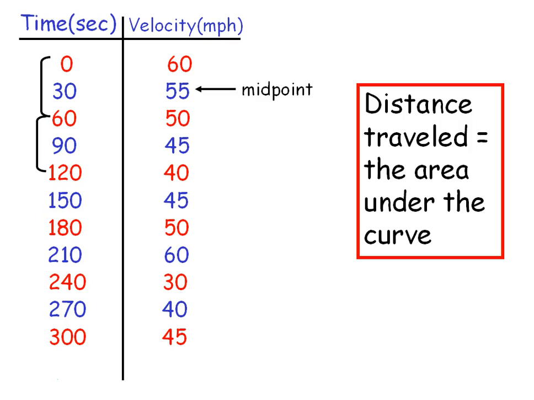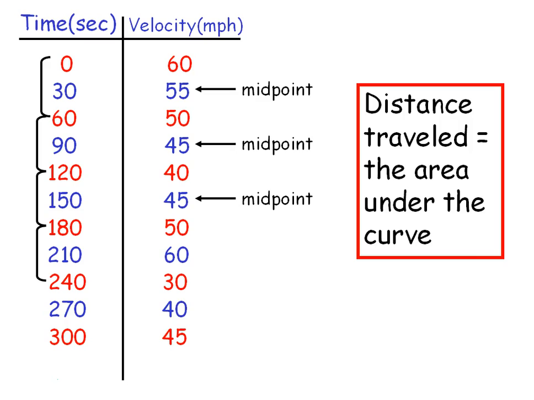Now, the next interval goes from 60 to 120. The midpoint is going to be 45. That would be the height of your rectangle. A graph may make this a little bit clearer, so if you wanted to, you could do a little sketch, and you can see the height of each one. Now, the third interval goes from 120 to 180 seconds. The midpoint here would be at 150 seconds. That would be a velocity of 45 miles per hour.